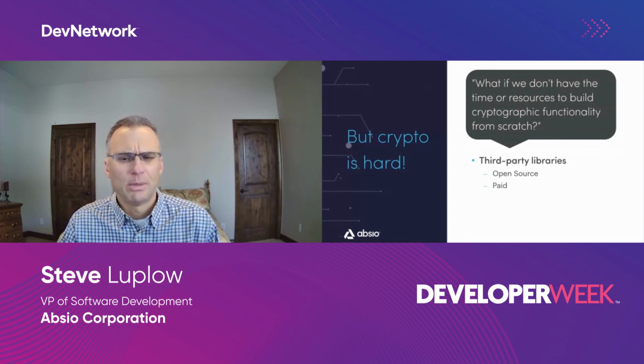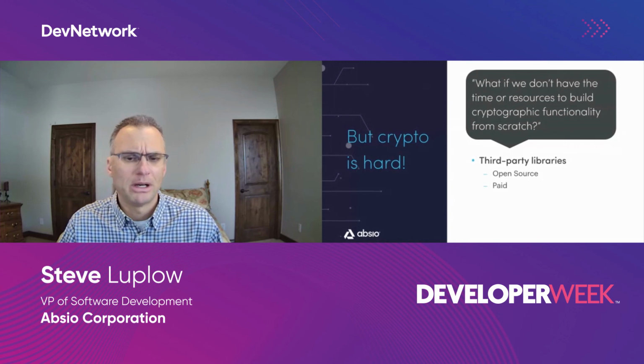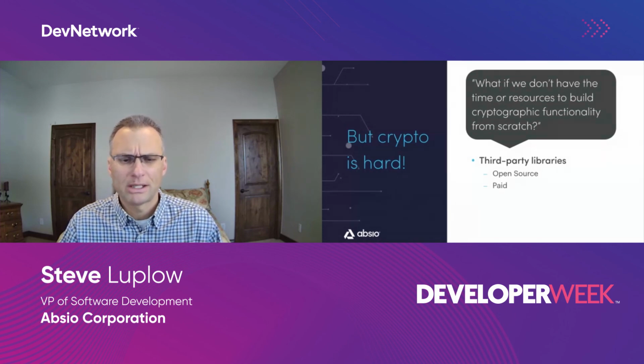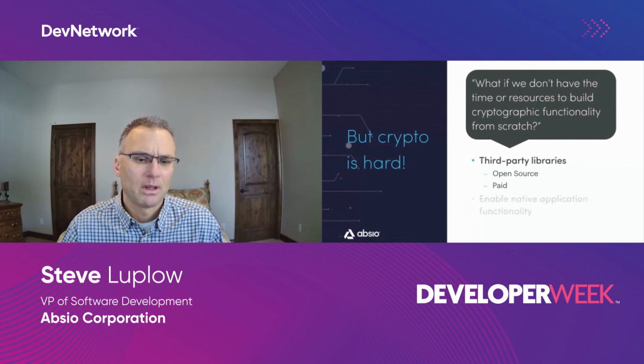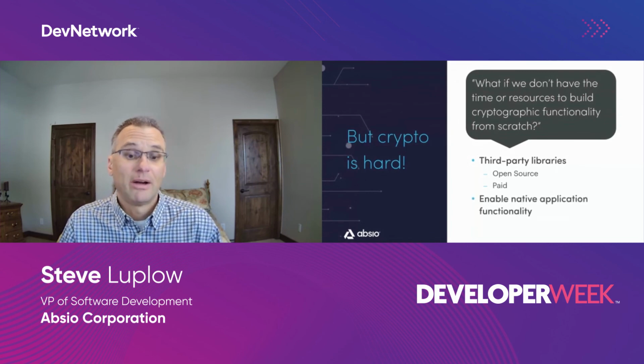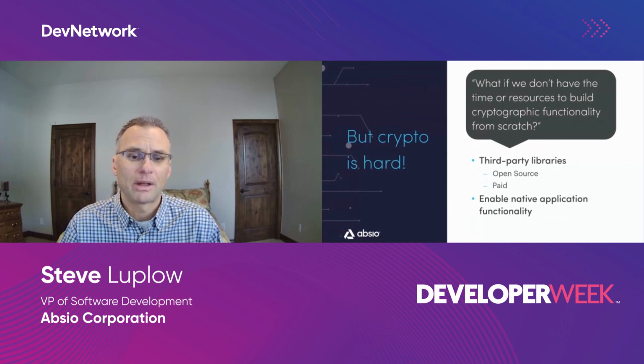There are a variety of open source and paid libraries available to handle cryptographic operations. And in general, the free open source libraries tend to require more effort and security expertise than paid libraries do. Libraries, however, enable all crypto processes to be native to your application, providing a lot of flexibility without having to write all the custom code.